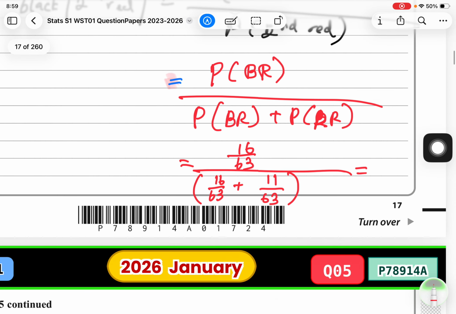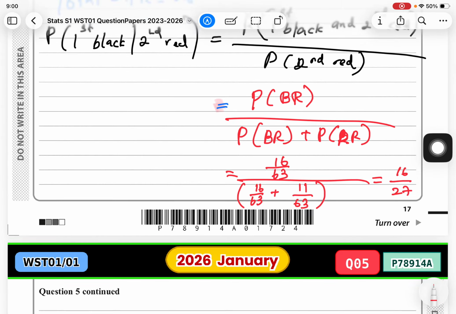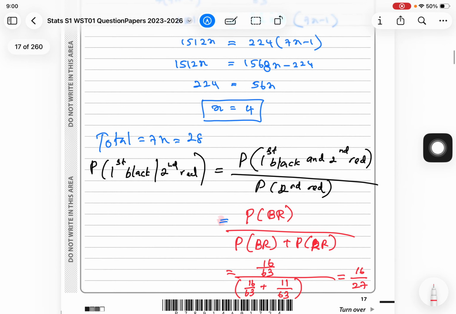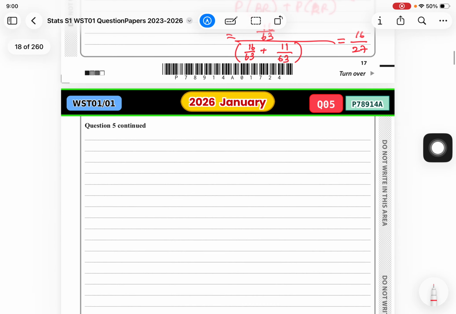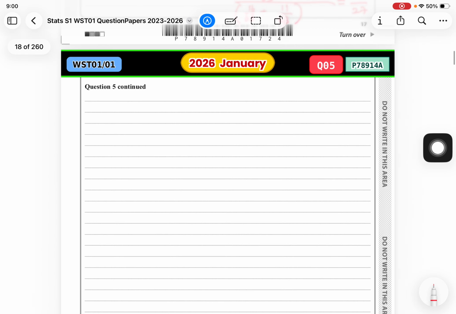Once again, on the simplification, when you do the division, what you would get is 16 divided by 27. That would be the final answer. So that is the coverage of the conditional probability. Always in such questions, try to understand the core principle.